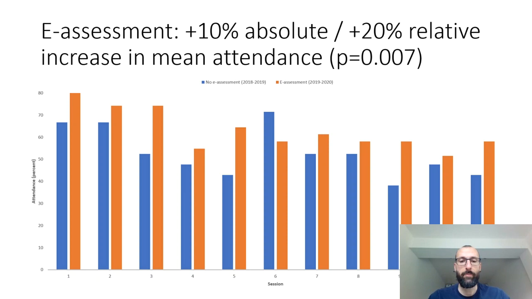And if these numbers are analyzed a bit more quantitatively, then we can work out an average 10% absolute and 20% relative increase in attendance. These results are significant from a statistical point of view. A paired t-test was run and the p-value of 0.007 is small enough to be fairly confident of quite strong evidence for this effect of the assessment in improving attendance.